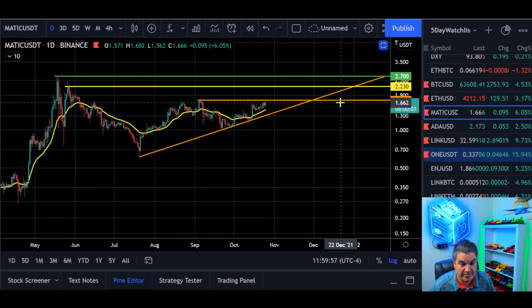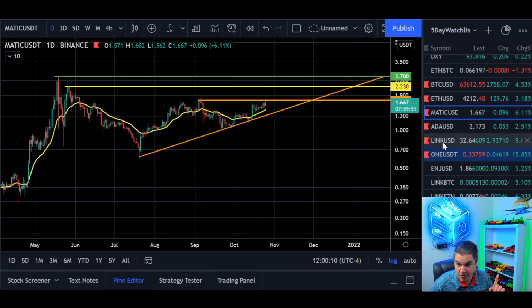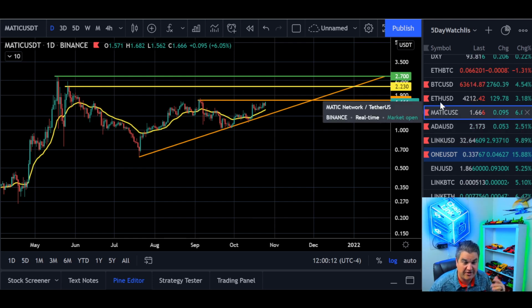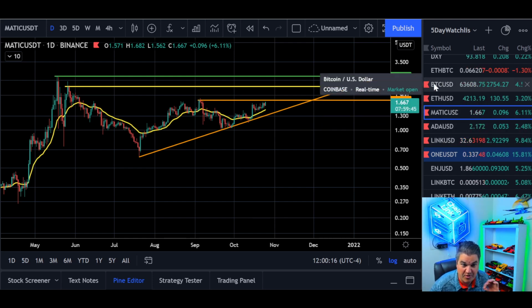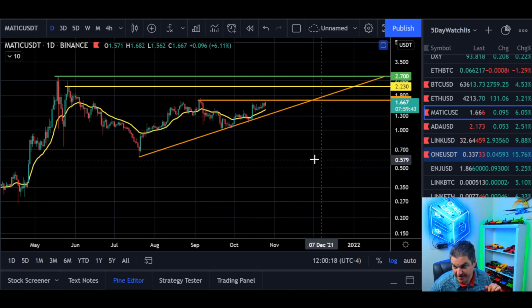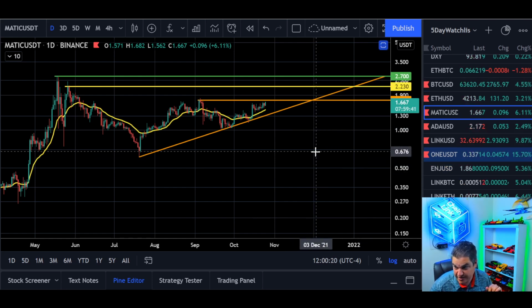I'm certainly bullish on MATIC personally. It's in my top 10. It's more close to my top 5 than my top 10. But if you see these ones in the red here, these are certainly the ones that I'm probably most bullish on moving up for this next trend. So I would say a good 80% of my all crypto portfolio is in these red ones right here, as you can see: Bitcoin, Ethereum, MATIC, ADA, Link, and One.